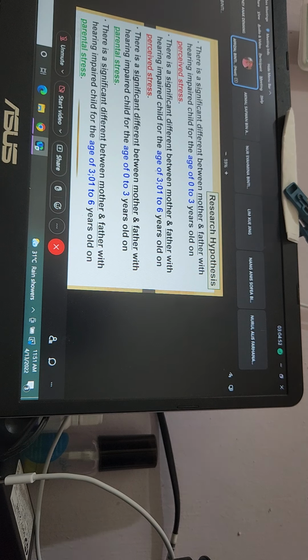This is what we meant by hypothesis. You can combine both of them, but you cannot use t-test. You need to use ANOVA if you use more than two variables. Okay? Hold on.